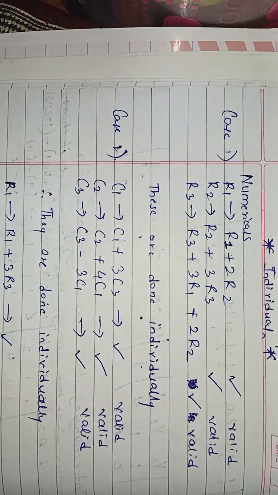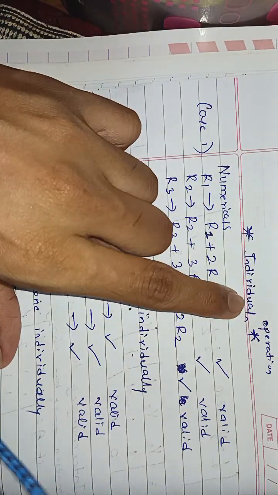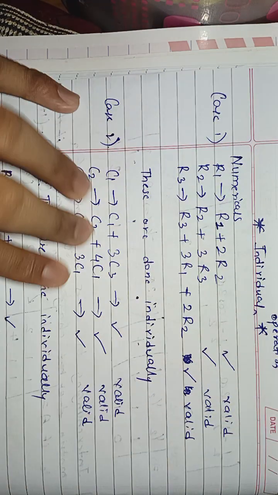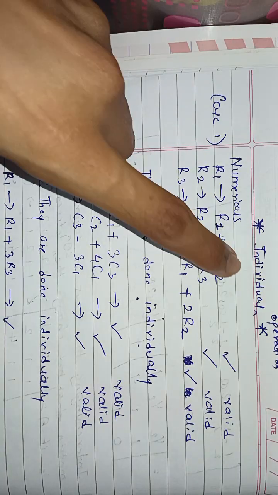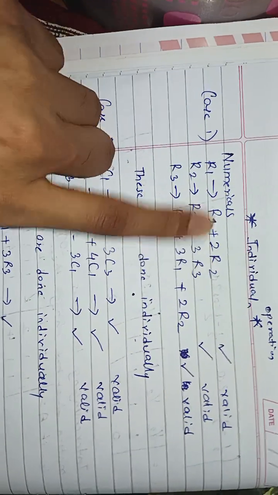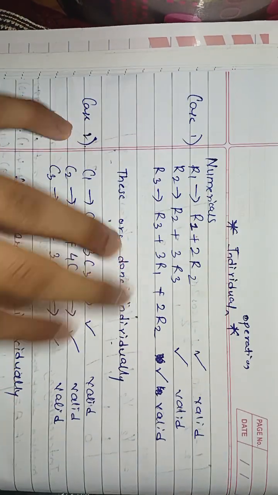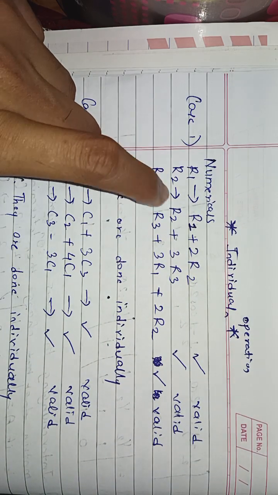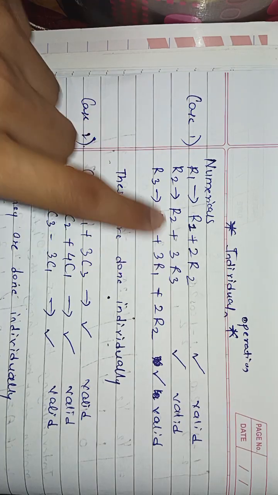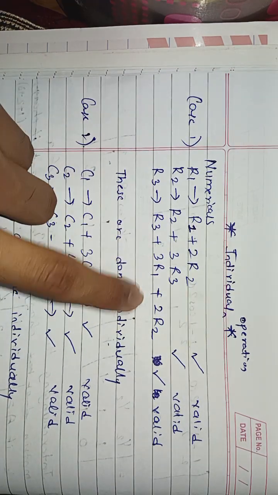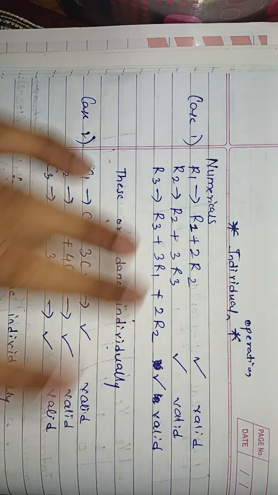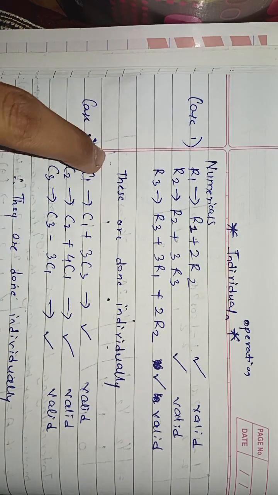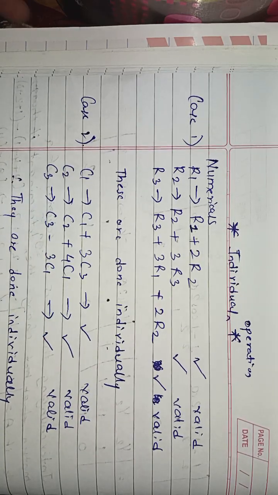See here, this is an individual operation, which means I am not doing it simultaneously. First I took R1 and wrote R1 plus 2R2. Next R2 plus 3R3. This is valid. Then R3 plus 3R1 plus 2R2. You can do any kind of elementary transformation and the determinant will not change, since they are done individually. Similarly in columns these are valid.